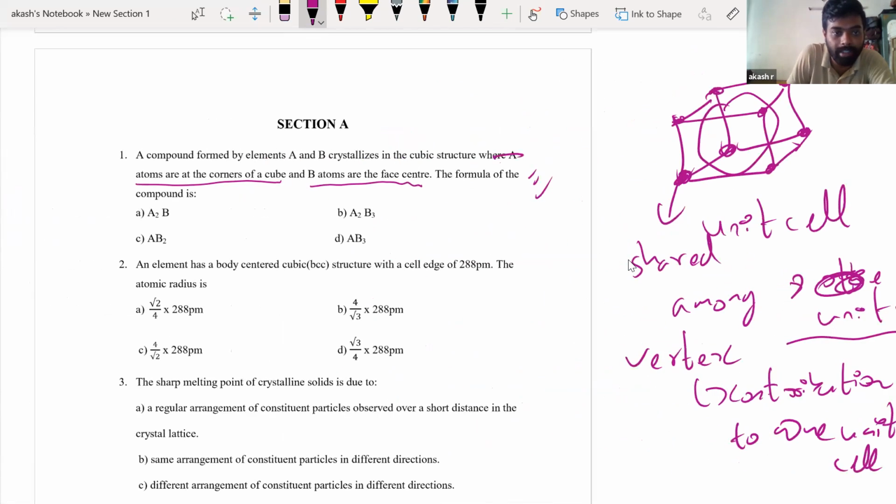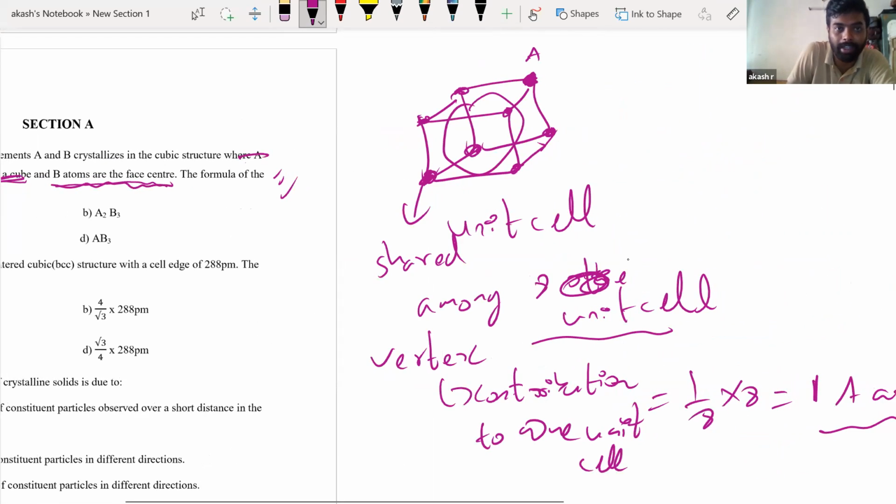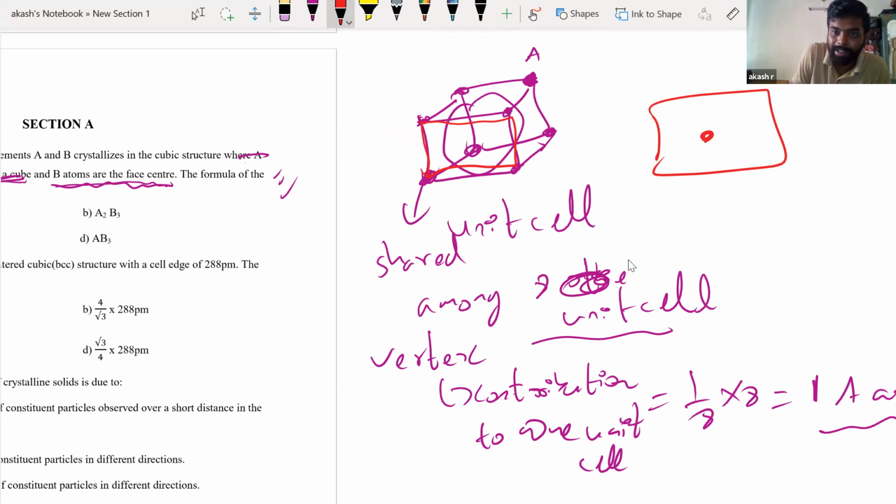A atoms are occupying the corners of the cube. Now what happens to B? B is at the face center. Face center means what? If I take any one face, a cube contains 6 squares, hope you all know, combining together to form a cube. If I take one face, at the center of this face I have B.